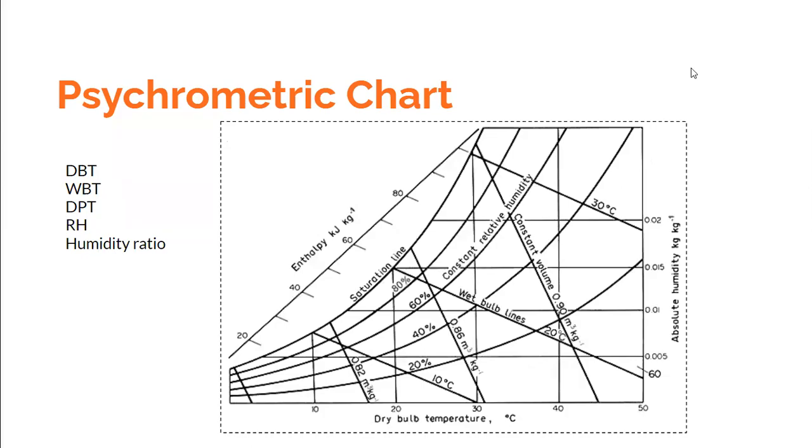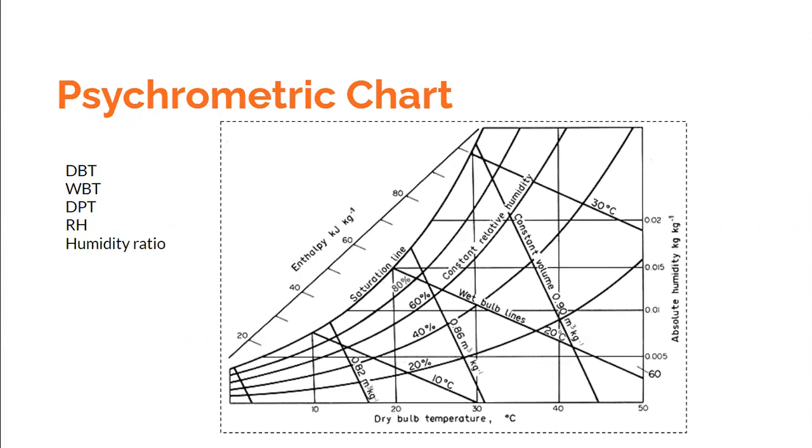Hi friends, welcome back to this discussion on psychrometric chart. Psychrometric chart, as we discussed in the last lecture, is a beautiful representation of psychrometric properties, and it is a very useful chart for analyzing the air conditioning systems, for designing the air conditioning systems.